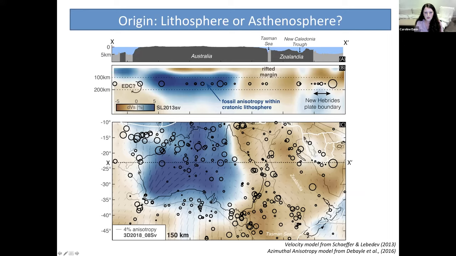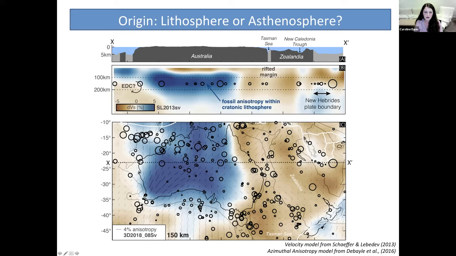So here on the bottom, we're looking at a cross section at 150 kilometers depth. So right in the middle of the depth region that these quasi-love waves are sensitive to. The blue colors are faster seismic velocities and the warmer colors are slower seismic velocities. So where we have blue colors, we're in the lithosphere, and where we have warmer colors, we're in the asthenosphere.